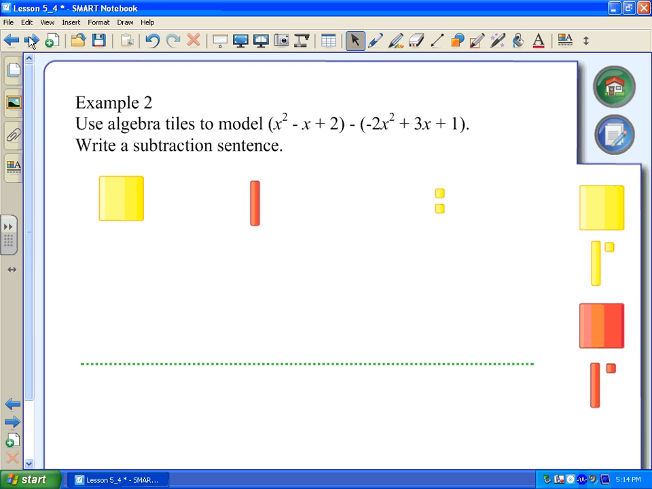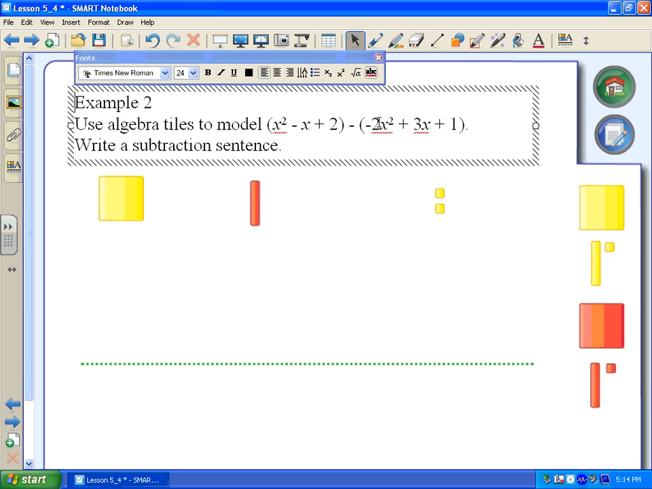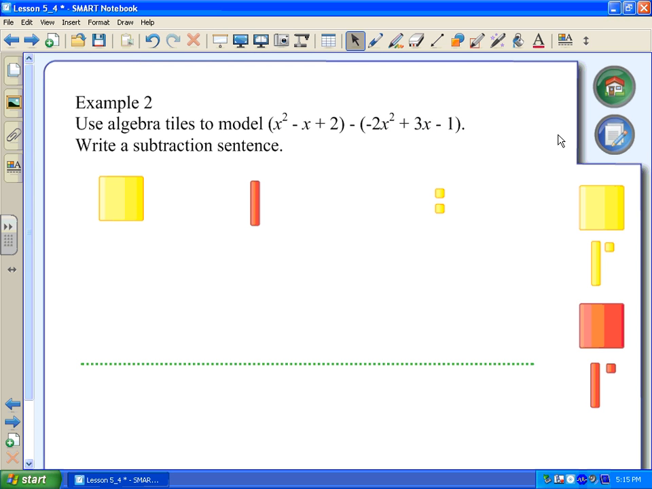Now I'm going to change this question just slightly, sorry. I'm going to change this to a negative one here. Because here's what I want you to give me: 2 negative x squared tiles, a positive 3x tiles, and a negative 1 tile. So how do we do that? Well, again, if you look, you've got a positive x squared tile. You don't have any negative x squared tiles. So we use 0 pairs. Here's one 0 pair involving x squared tiles. Here's a second 0 pair.